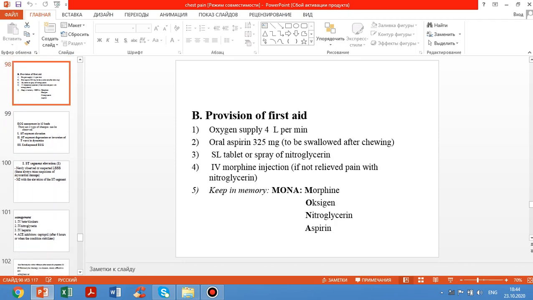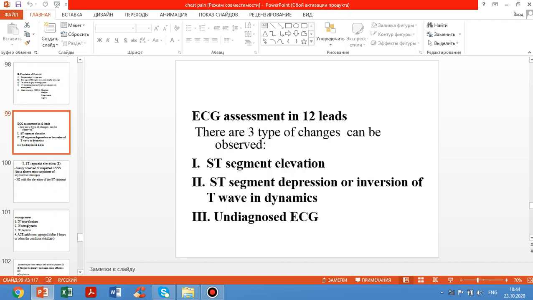Provision of first aid. Oxygen supplies 4 liters per minute. Oral aspirin 325 mg to be swallowed after chewing. Sublingual tablets or spray of nitroglycerin, IV morphine injection if pain is not relieved with nitroglycerin. Keep in memory MONA: morphine, oxygen, nitroglycerin, and aspirin.